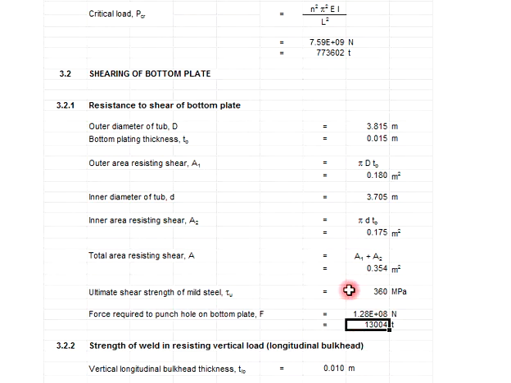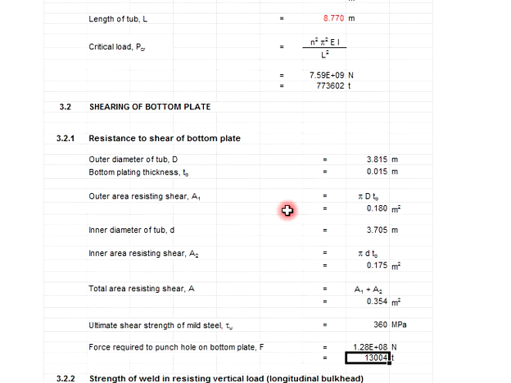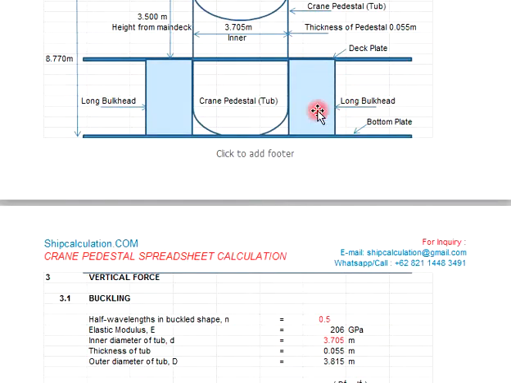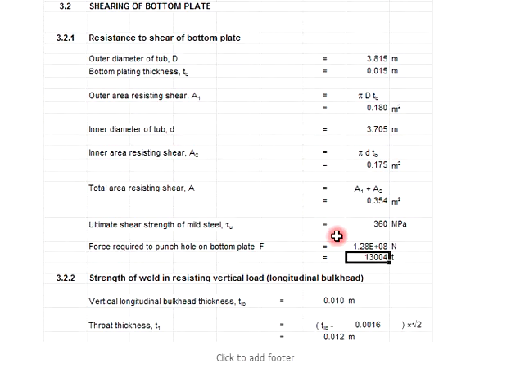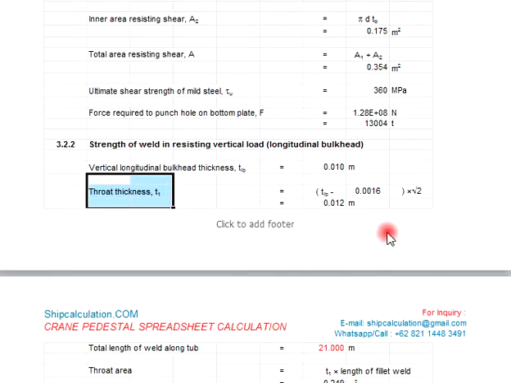So this was required on the bottom plate. This one also we have to double check the strength of the weld resisting vertical load in the longitudinal bar head. Here is the longitudinal bar head, so you have to double check the vertical longitudinal bar head thickness, how much. And then this one is the throat thickness of the welding also.